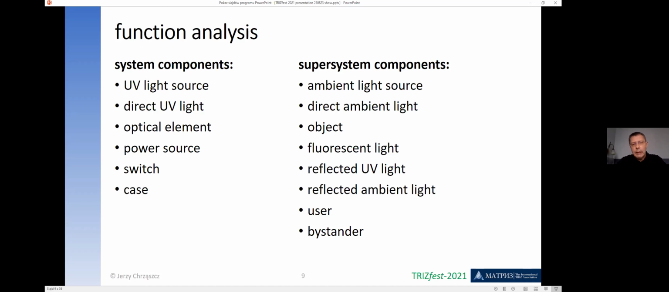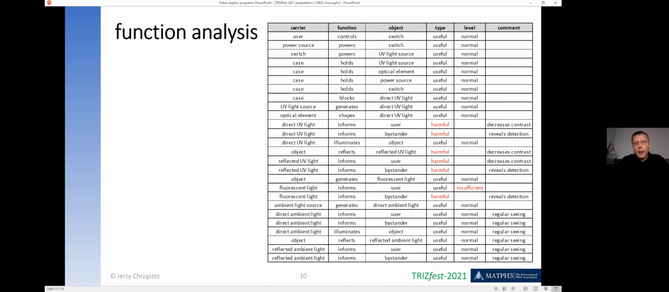modeling light beams involved, including fluorescent light, ambient light, and UV light. Here is a table reflecting the functions identified in the base system. The functions involved in marker detection as well as regular seeing were categorized as useful, while those adding to disclosing the detection and decreasing its effectiveness were categorized as harmful.